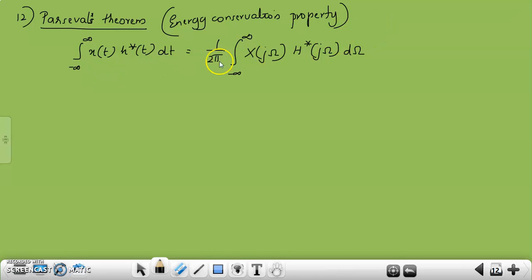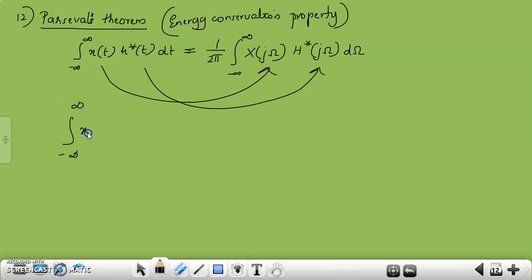According to the property, the integral from minus infinity to infinity of x of t h star of t dt is equal to 1 by 2 pi integral from minus infinity to infinity of X of j omega H star of j omega d omega. Here x of t is transformed to X of j omega, and h of t is transformed to H of j omega. Therefore the statement will be like this, and we need to prove this. Starting from the LHS, it is the integral from minus infinity to infinity of x of t h star of t dt.